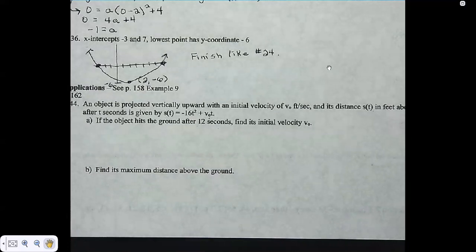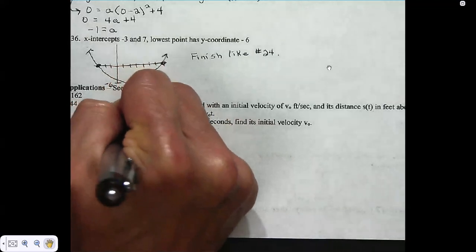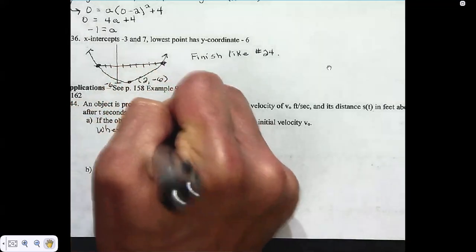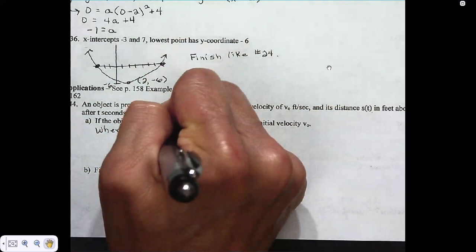There are 3 variables. If I want to solve for v sub zero, I have to know the other 2. So how are they telling me the other 2? Okay, if it hits the ground, s is feet above the ground. So instead of calling it distance, I prefer to call that height. And so the height is 0 when t equals what? When t equals 12, h equals 0. We don't have an h, we have an s. s equals 0.